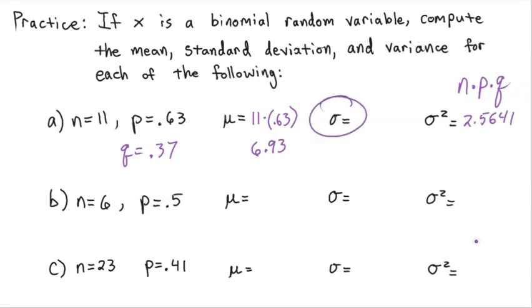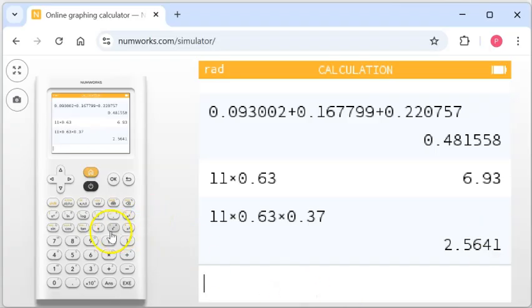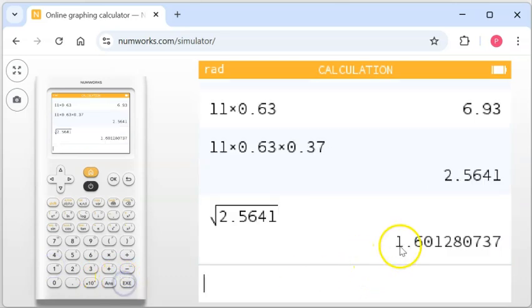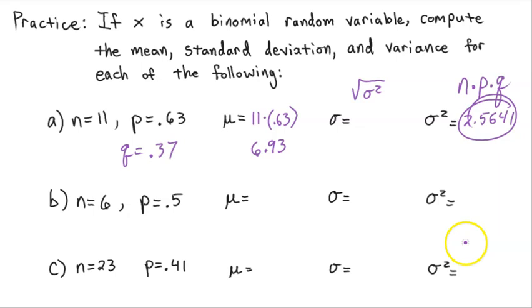2.5641. And then the standard deviation is just simply the square root of the variance. So we need the square root of 2.5641. And that is 1.601, and we're going to put a 3 here. This 8 is going to round this 2 up to a 3. 1.6013. Okay?